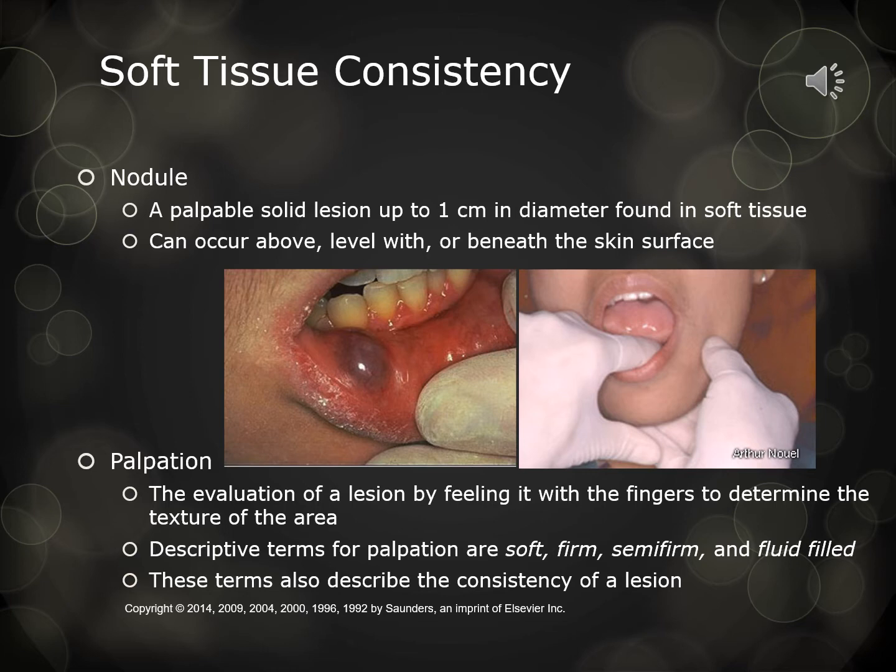We feel this with our fingers and with our hands, so we can support, because a lot of times when you're on the floor of the mouth, you need something to oppose it, so that's why you'll rest your other hand underneath the chin for support. So you'll palpate around, looking for any type of feeling with your fingers to determine the texture of that area. You're going to use descriptive terms if it's soft, firm, semi-firm, or fluid, and you can move it around.